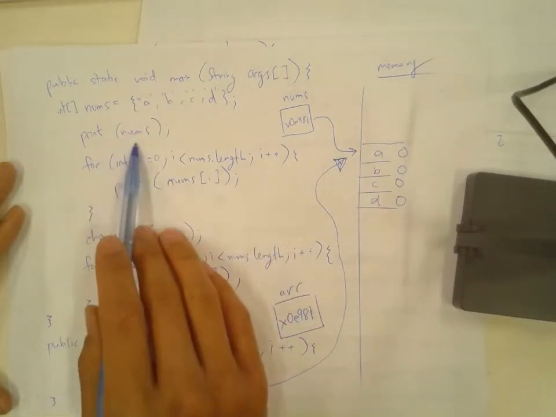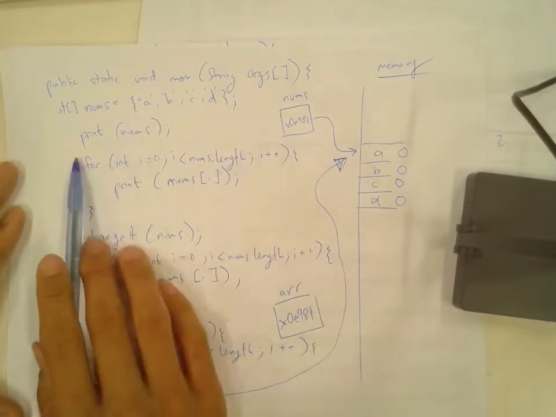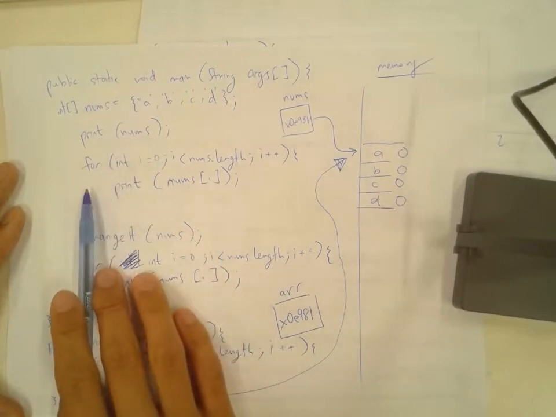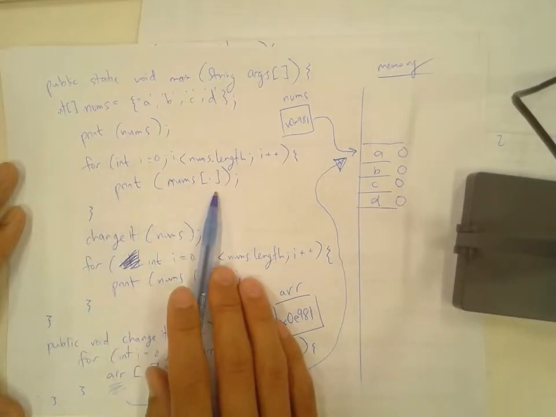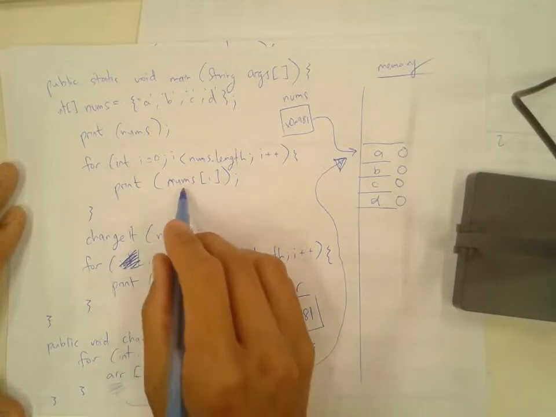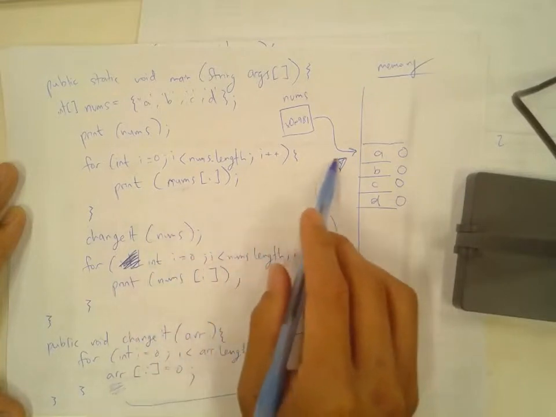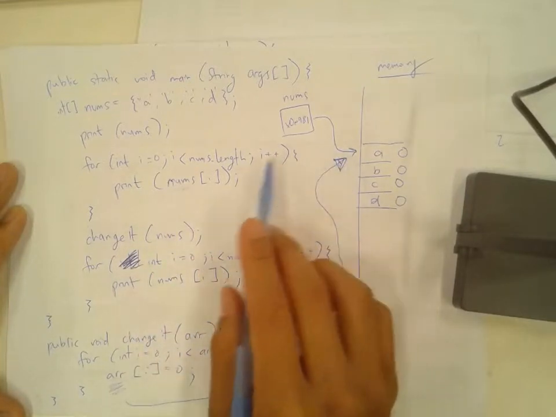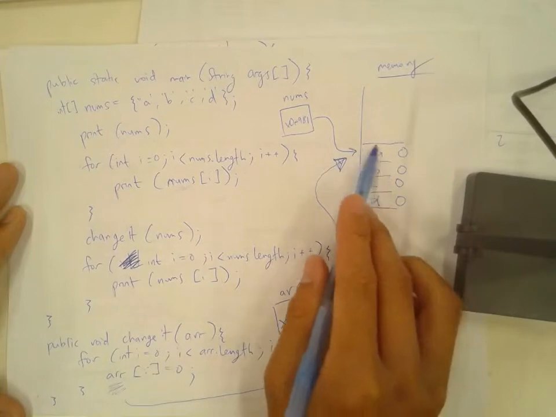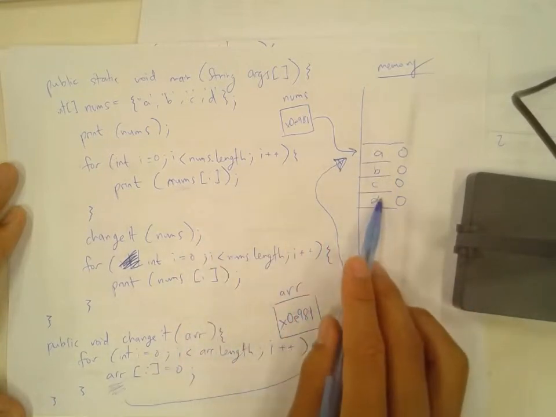We go ahead and print nums. It's going to print out a memory location, X0E981. We go ahead and for loop through the array, printing out the indices, and first it'll go to nums. What's inside of nums is the memory location. It'll go right here. And then when it says num sub 0, it'll print out the A. Num sub 1, it'll print out the B. Num sub 2, the C, and then the D.